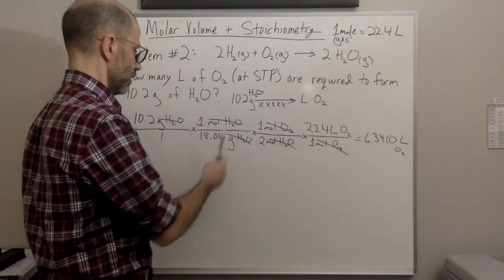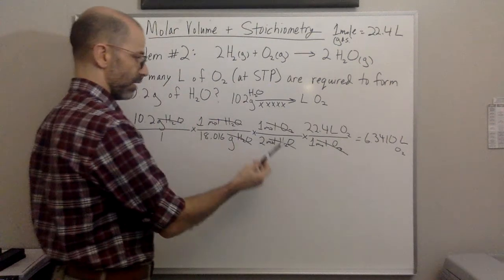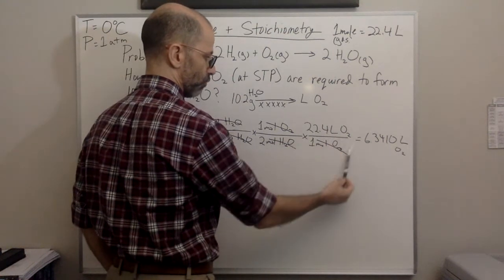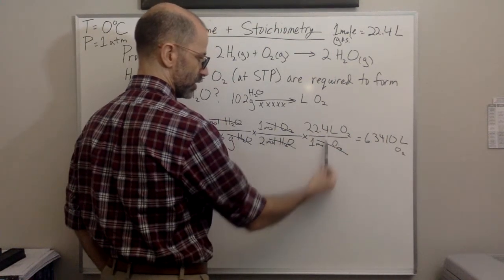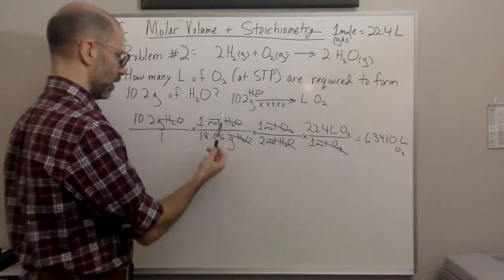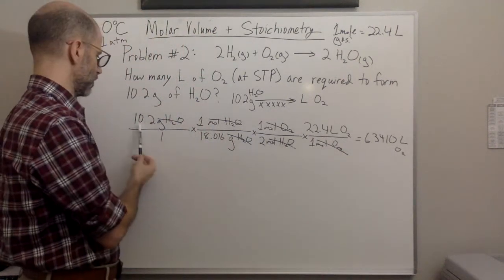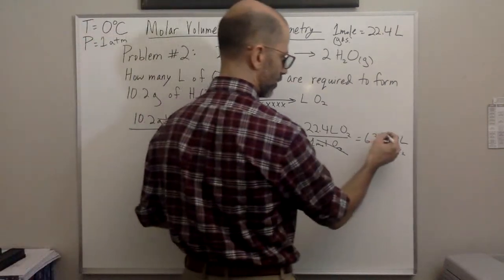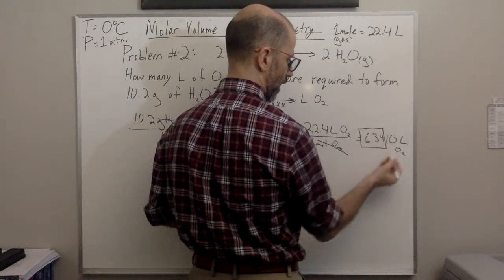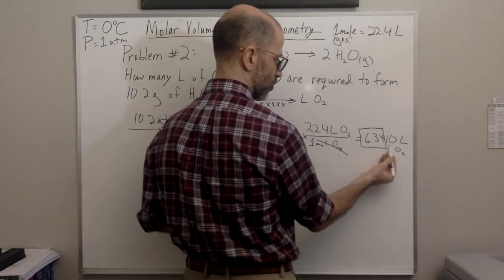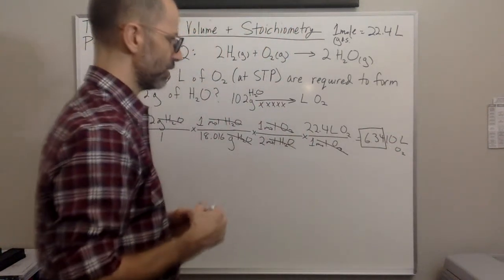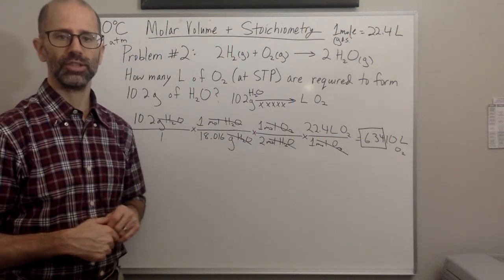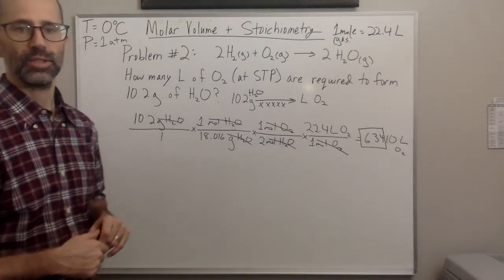Now I need to figure out how many sig figs I'm allowed to keep. This is an exact relationship, so that's an infinite number of sig figs. 22.4 is a measure, that's liters to moles. That's 3 sig figs, and 10.2 is 3, so the least number is 3. So I'm only allowed to keep up to here. I don't need to round the 4 because the 1 is less than 5. So that would be my final answer for liters of oxygen formed.